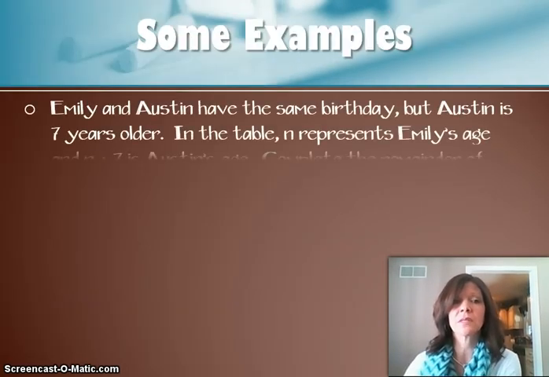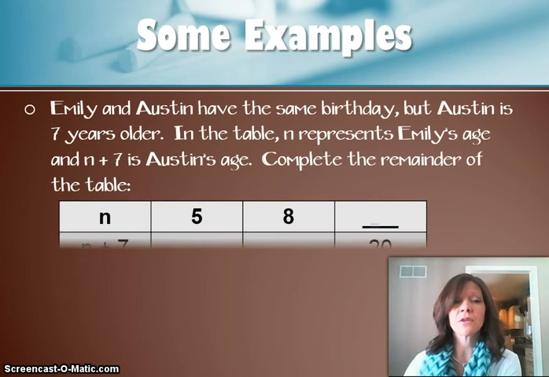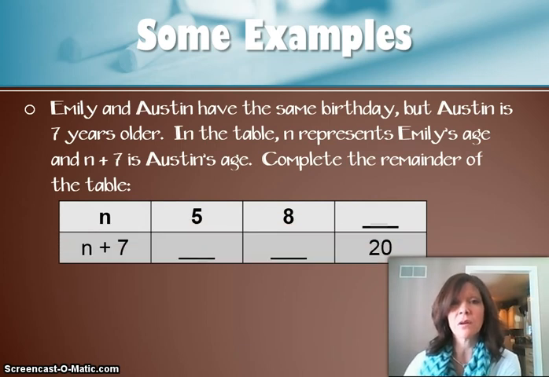All right, let's do these examples together. The first thing you need to do is make this chart in your spiral. So go ahead and make the chart, and then we will continue. All right, now that you have this chart done, let's look at this problem together. Emily and Austin have the same birthday, but Austin is 7 years older. In the table, N represents Emily's age, and N plus 7 is Austin's age. Complete the remainder of the table.